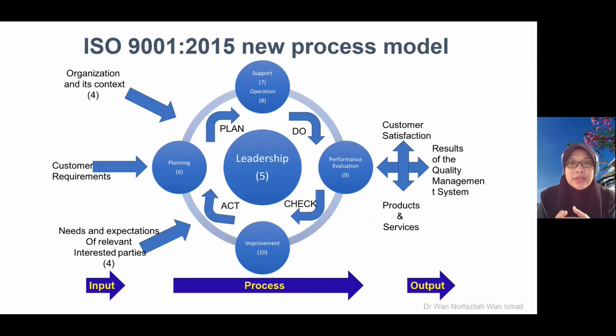And after you do the evaluation, kat mana ada error, kat mana ada complaint from your customer, then you need to improve, make an improvement to your business. Okay, so this circle is actually plan, do, check and act. Okay, so we call it the PDCA circle. You need to plan everything, and when you have a good planning, do it.